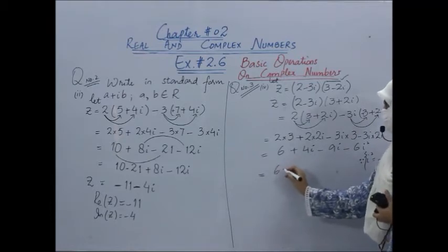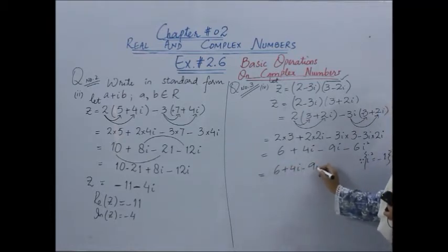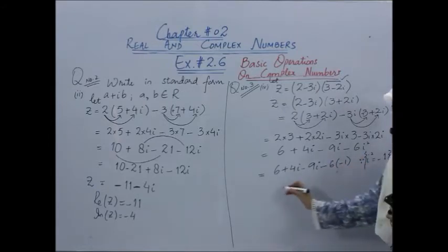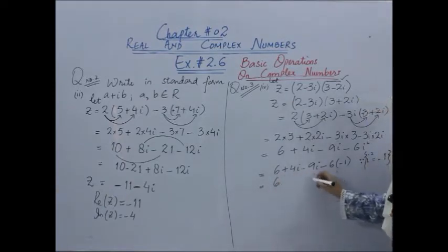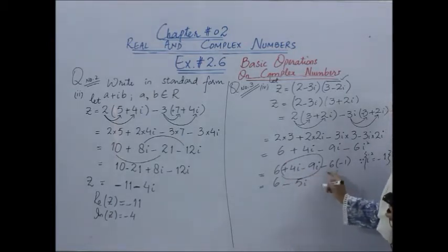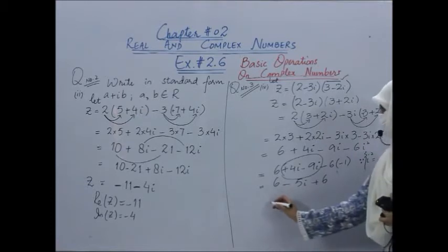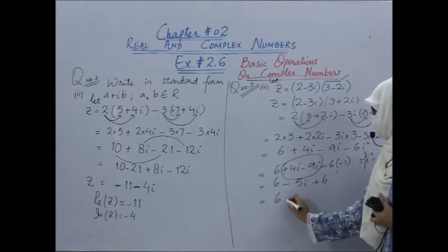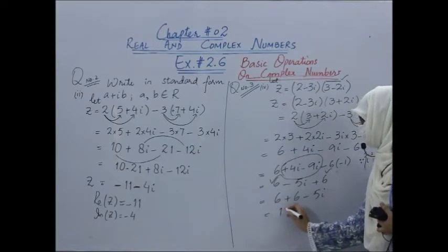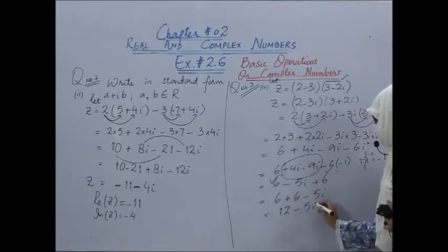So here we have 6 plus 4 iota minus 9 iota, and this would become what? Minus 6 into minus 1. Now let us simplify it. 6, what about this? Can we solve it over here? Plus 4 iota and minus 9 iota will give you what? Minus 5 iota. And minus into minus would be plus 6. Now what you have to do, you write down the real part with the real and imaginary with the imaginary. So it would be 6 plus 6 and minus 5 iota. 6 plus 6 is 12 and this is minus 5 iota.